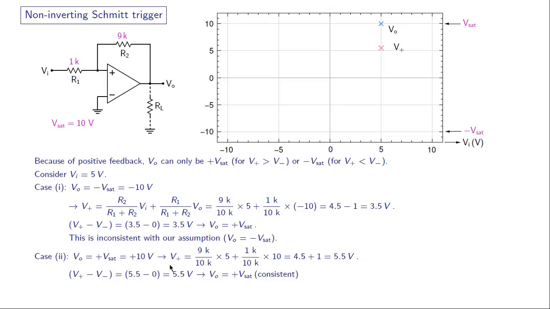So let us first find V plus from this same expression here. 9K by 10K again times Vi, which is 5 volts, plus 1K by 10K times VO, which is 10 volts. So that turns out to be 5.5 volts. So V plus is 5.5, V minus is 0. So therefore VO is plus Vsat, and that is consistent with our original assumption. So that is the data point marked over here. VO is 10 for Vi equal to 5 volts, and at that input voltage V plus is 5.5.